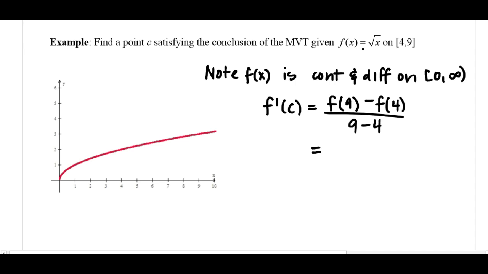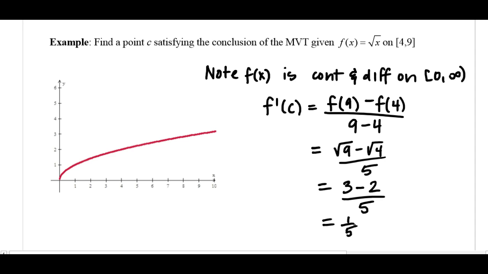Well, f of 9, substituting 9 into the square root function, I get the square root of 9 minus the square root of 4 over 5. 9 minus 4 is 5. The square root of 9 is 3. The square root of 4 is 2. So this is over 5. So f prime of C is going to have to equal 1 over 5. So I'm going to need to find a C value such that f prime of C equals 1 over 5.